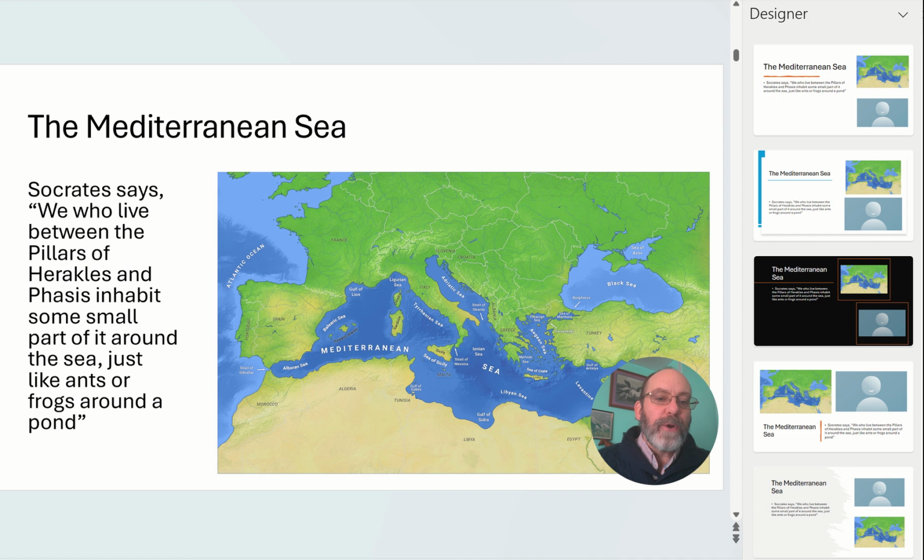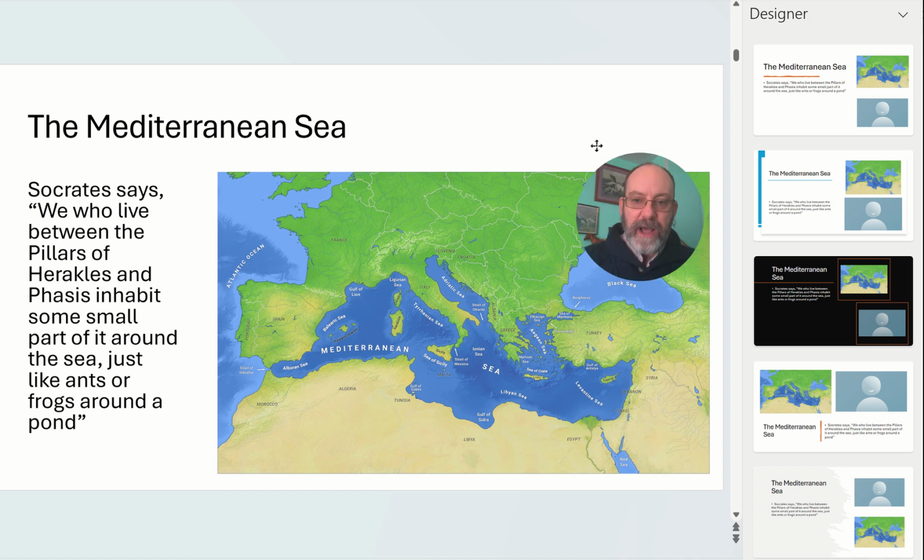So Plato records Socrates saying, the people of this area, the Mediterranean, is who he's talking about, inhabit some small part around the sea, just like ants or frogs around a pond. Now, when you see this phrase, most of the time what you're going to see is just the part about frogs around a pond. We generally cut the rest of that off. So that's important to understand.